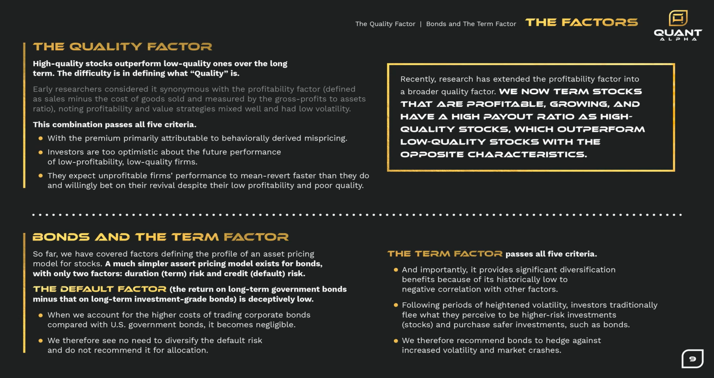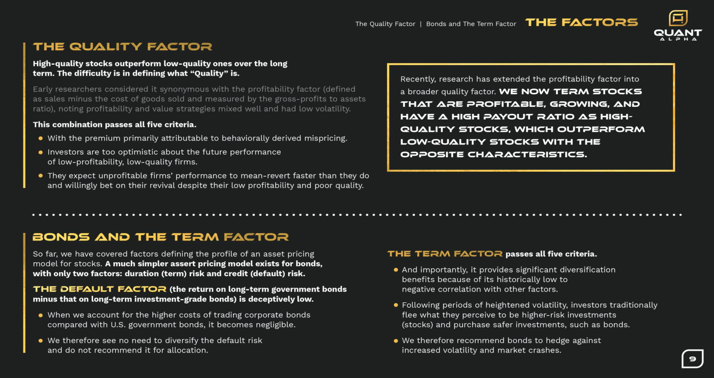Bonds and the term factor. So far, we have covered factors defining the profile of an asset pricing model for stocks. A much simpler asset pricing model exists for bonds, with only two factors: duration, term, risk, and credit, default, risk. The default factor, the return on long-term government bonds minus that on long-term investment-grade bonds, is deceptively low. When we account for the higher costs of trading corporate bonds compared with U.S. government bonds, it becomes negligible.